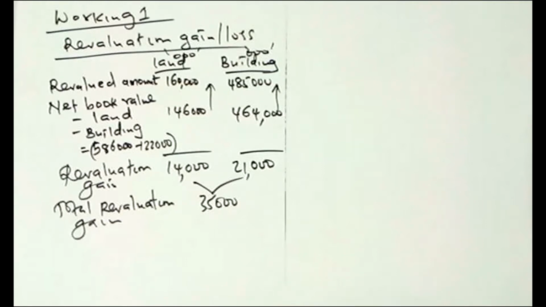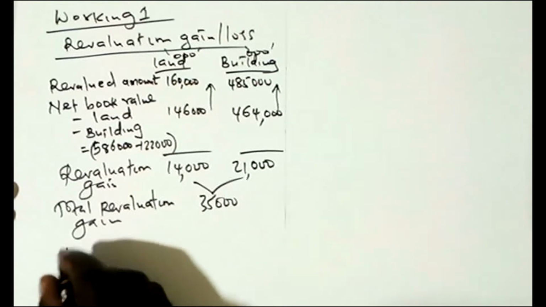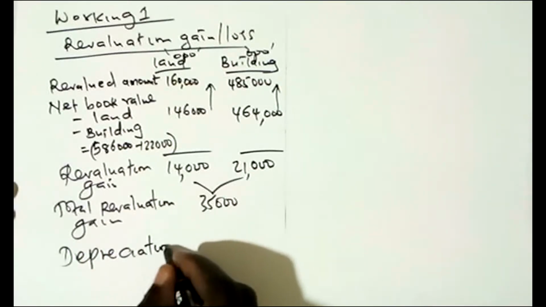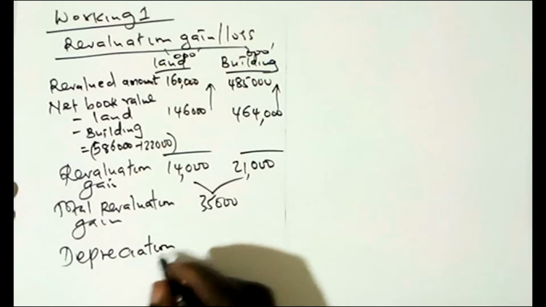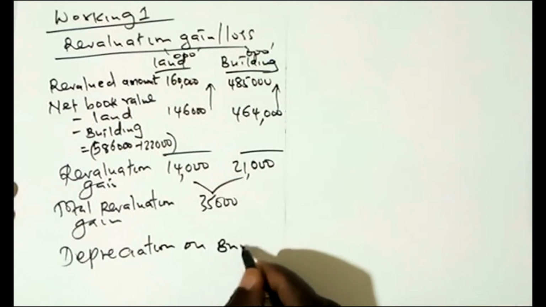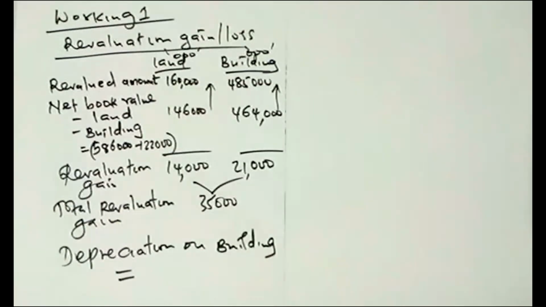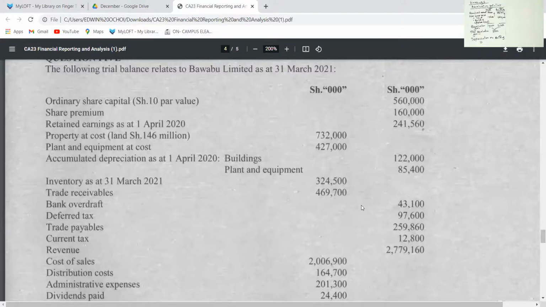Then what you can realize is that after they have revalued the building, they told you that the building has a certain useful life. So if you are given the remaining useful life of the building, you determine the depreciation on the building over the useful life. That method is called the straight line method.